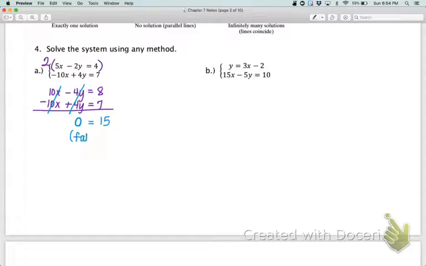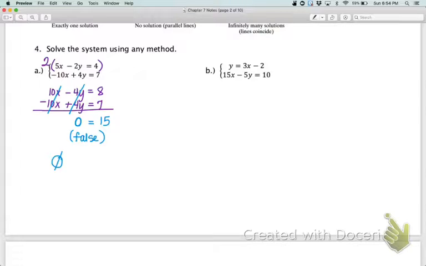This is always going to be a false statement. It is not possible for 0 to equal 15, which means that this system has no solution. They are going to be running parallel to each other, and they're never going to intersect. So that's what that's going to look like algebraically. You're going to get an equality statement that is impossible to be true.